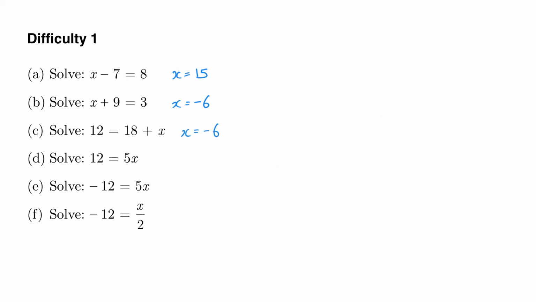Moving on to part D, we've got to solve 12 equals 5x. Now remember what 5x actually means. It means 5 multiplied by x. Now we want to know what x is. So how do we go from 5 times x to just x? Well, what we need to do is divide by 5. If you think about it, 5 times x divided by 5 just gets us back to x. And that's what we want. So we have x on the right hand side.